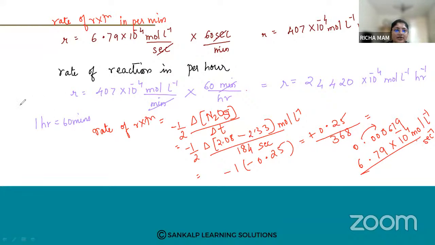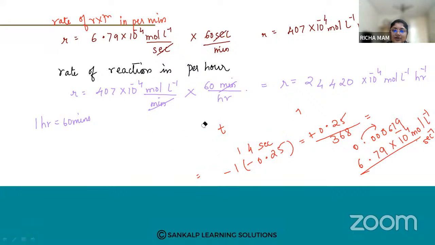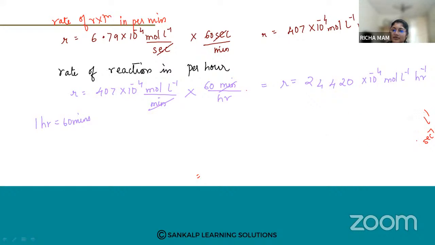Okay, got it? Yes. So next is per second. So 1 minute is equal to 60 seconds. Right, so let us do that. From this, we have got the rate of the reaction per second first only. So this is the rate of reaction per second, that is 6.79 into 10 raised to minus 4. Then we have got rate of the reaction per hour and per minute.